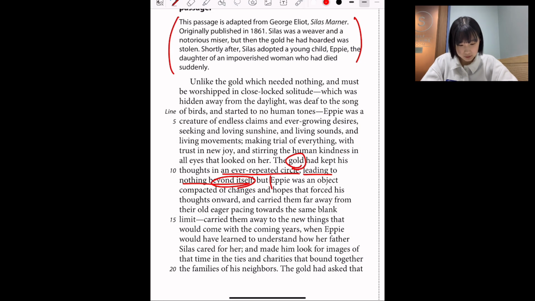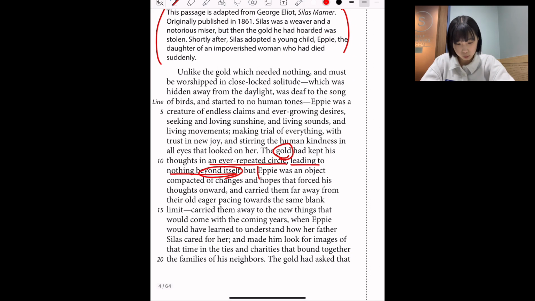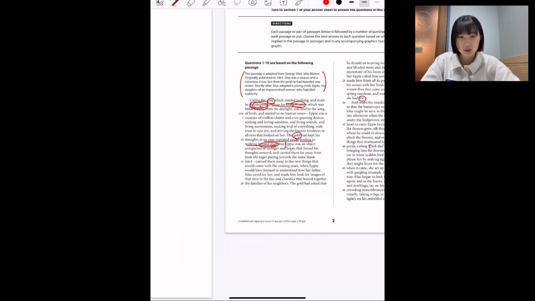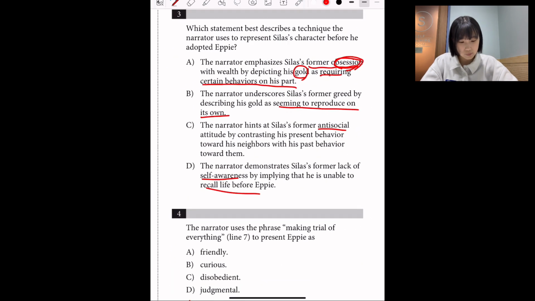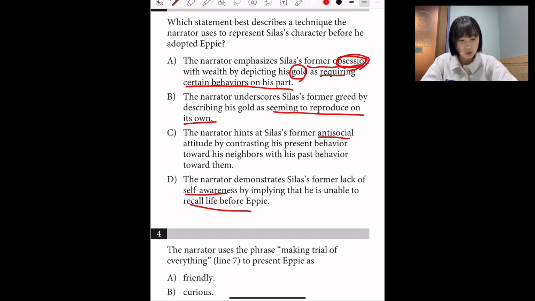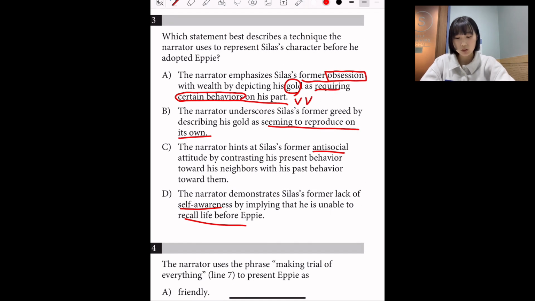Anyways, here it says that the gold needs nothing and must be worshipped in close locked solitude. The word worship is a very significant word here because it's very strong. It has very strong connotations. Worship is aligned with the word obsession, and with requiring certain behaviors, requiring worship. It's along the same lines, so it's a strong choice, A.